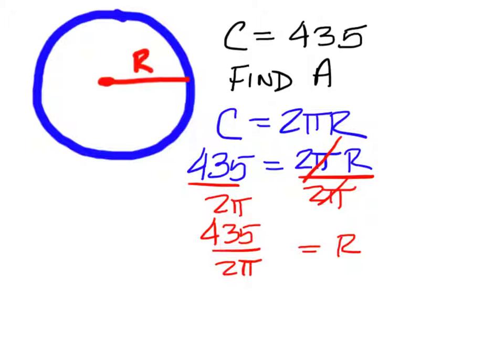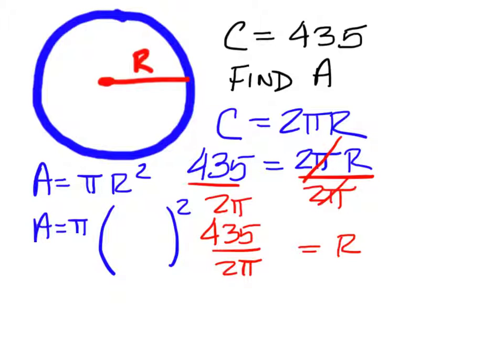Now leave that the way it is and use the formula for area. A equals pi r squared, and plug into that formula right here, don't forget the square, 435 over 2 pi. And you can work that part out first.